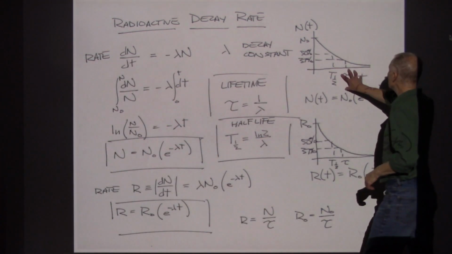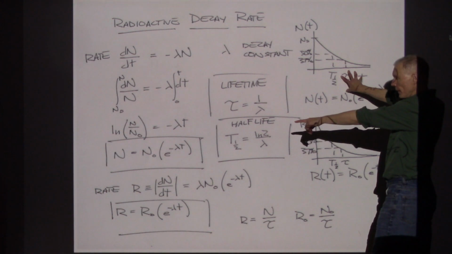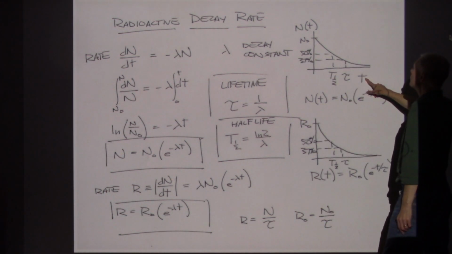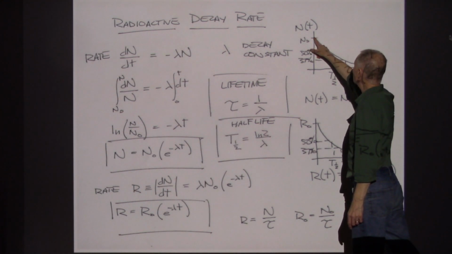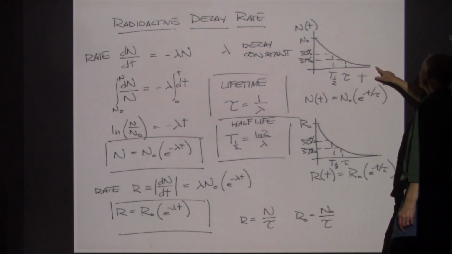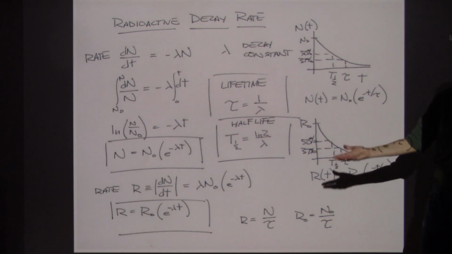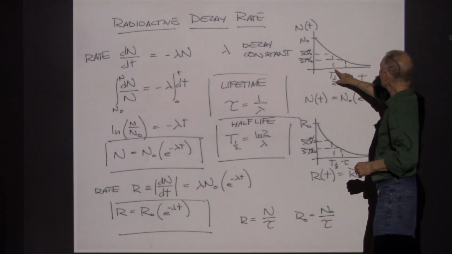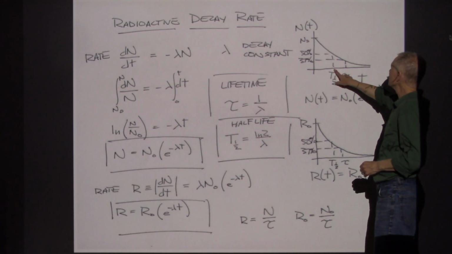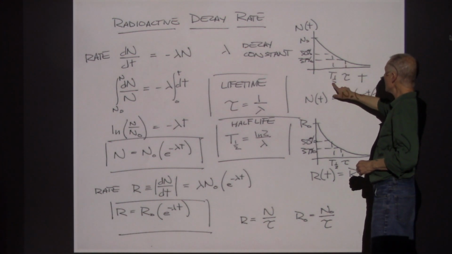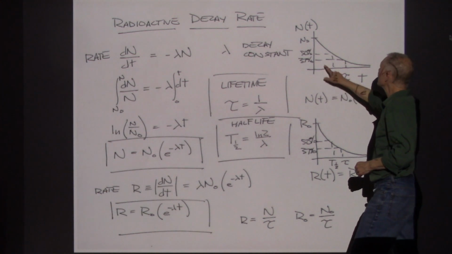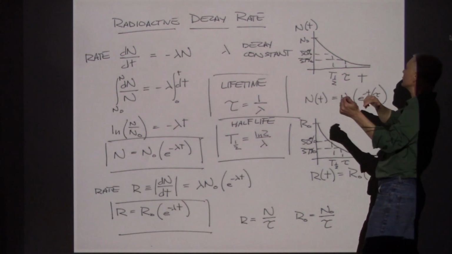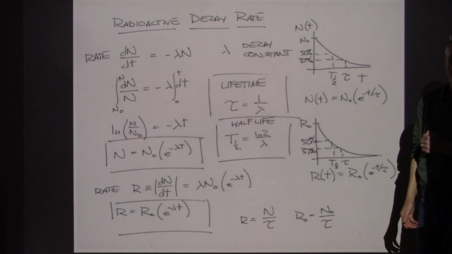What that drop-off will look like when we plot N as a function of time is that it's going to start off at N naught, and then it's going to drop off and exponentially approach 0. Now, along the way, we have what's called a half-life. A half-life is the time at which we have half of the remaining nuclei. Half have decayed and half remain.